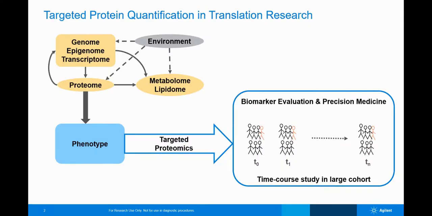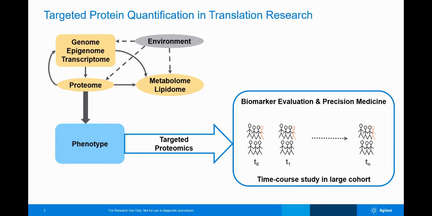First, I would like to talk about targeted protein quantification in translational research. Nowadays, a trend in translational research is to study multi-omics, such as genomics, epigenomics, transcriptome, proteome, metabolome, lipidome, and their relationship with environment, and then study their interaction with each other. So the expression of these multi-omics result in phenotype. Today, my presentation is focused on proteomics.